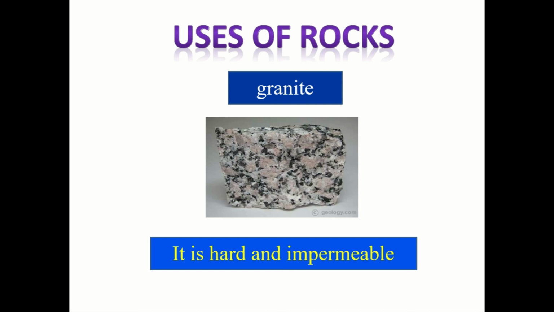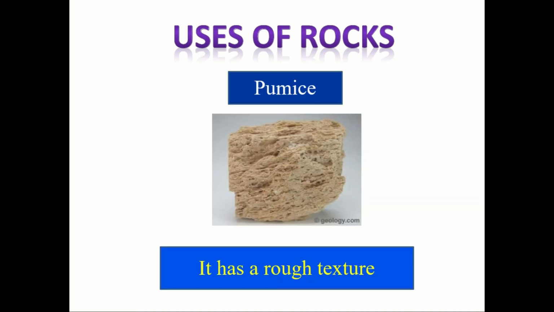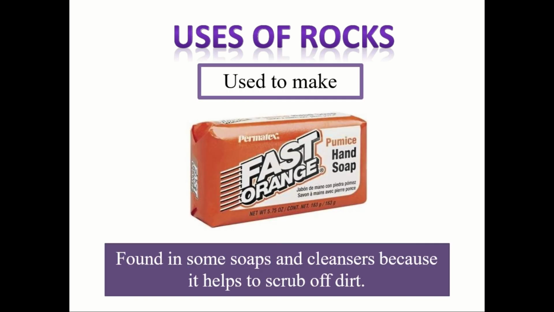So, uses of rocks. There are a lot of uses, no, of our rocks and different types of rocks. So here are some of the examples. We have here granite. It is hard and impermeable. Granite is usually used as construction material, as tiles. Ayan. So pumice, it has a rough texture and it is used to make soap, hand soap.